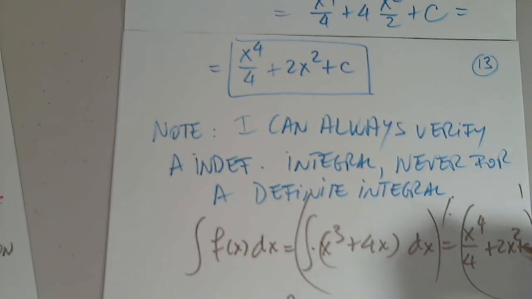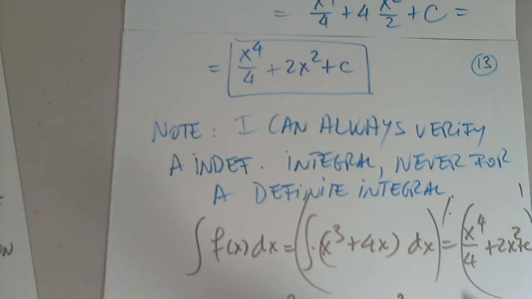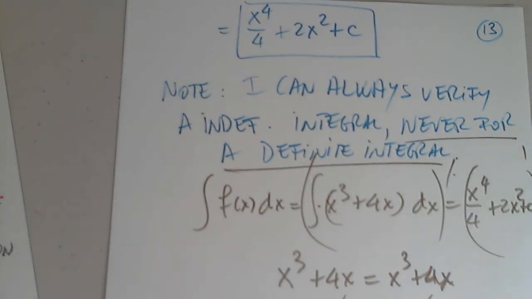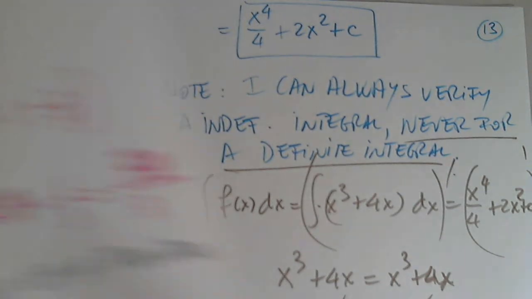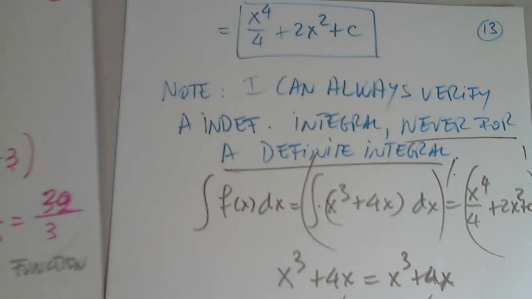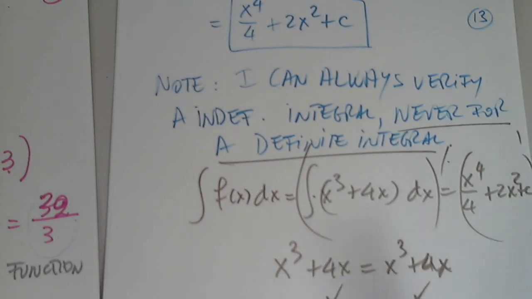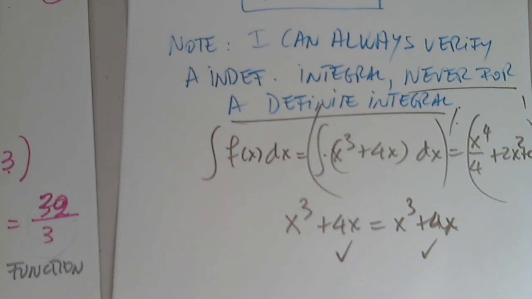And now I differentiate this. Bring down 4. I get x to the third because I simplify the 4 plus 4x. And the constant prime is 0. So they are the same. I can always, by differentiation, check the result of an indefinite integral, but never for a definite integral, because if I differentiate this, I will always get 0. So the indefinite integral is nice because I can always check my answer.